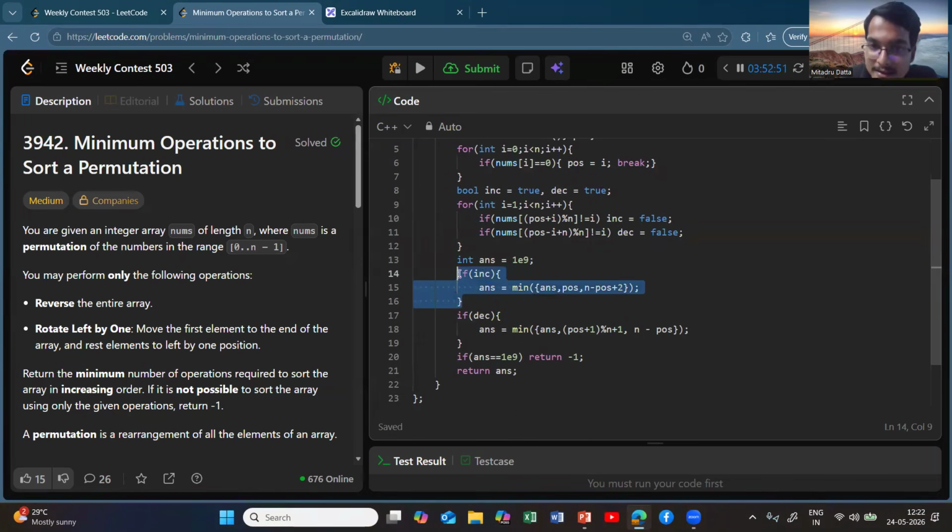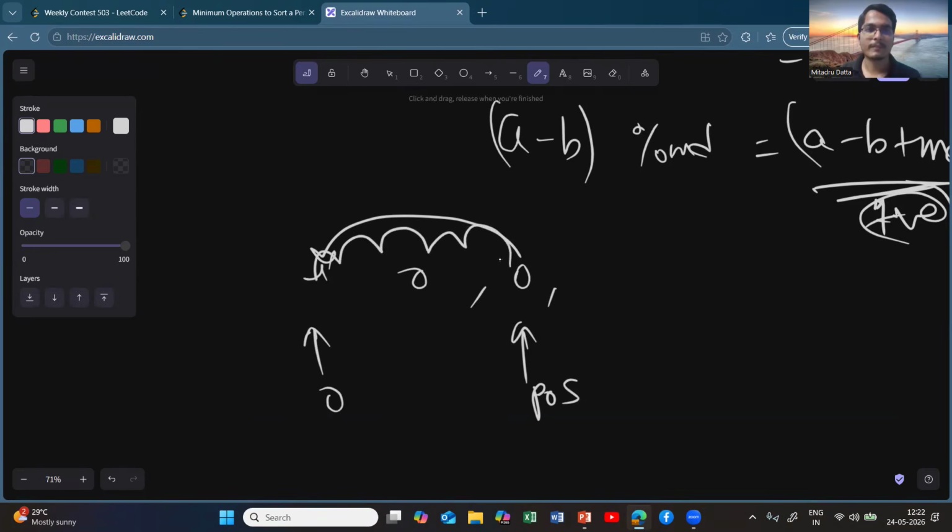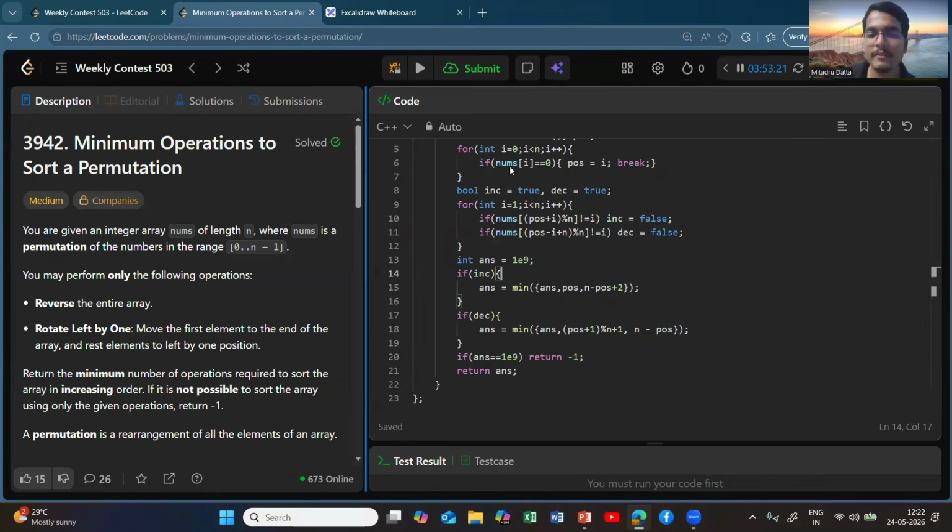Now if your array is increasing, what can you do? There are two choices. One is that you can shift to the right, or shift to the left. In that case, let's say only shifting to the left is happening and it's correct. As I told you, if 0 is present at the position index and you want to bring it to the 0th index, then you need to shift position number of times. So I need to find the minimum: minimum of answer, position, or n minus position plus 2.